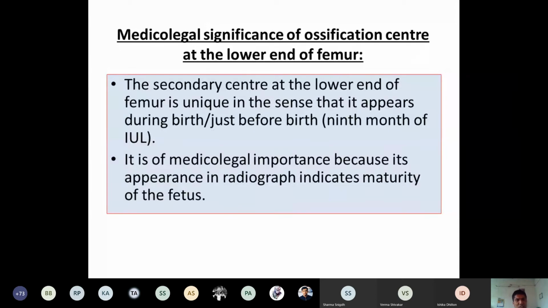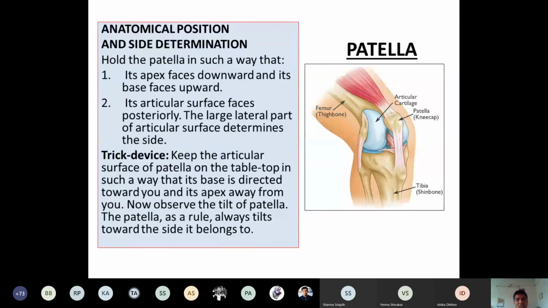And there is one medicolegal significance of the ossification center at the lower end of the femur. What is this? The secondary center at the lower end of the femur is unique in the sense that it appears during birth or just before birth. It is of medicolegal importance because its appearance in a radiograph indicates the maturity of the fetus. If it has appeared, then you can say the fetus was mature, whether aborted or naturally died. Like this, you can provide some medicolegal evidence.